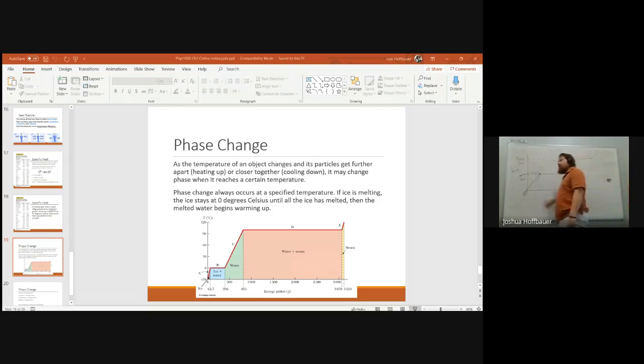And this is the reason why we can cook food in boiling water. Boiling water is just a very good way to keep something constantly at 100 Celsius because the water won't get any hotter than that until it's done evaporating.